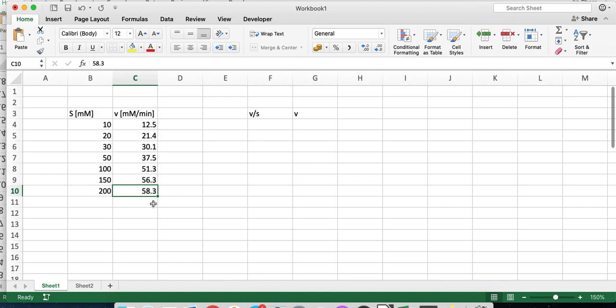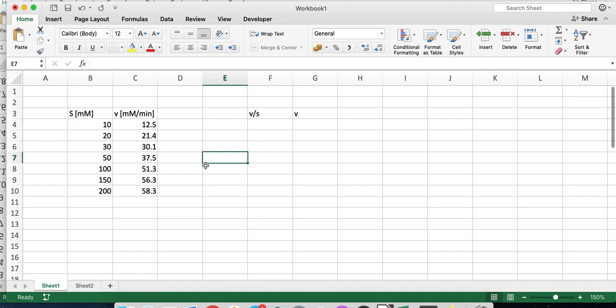millimolar per minute, we just go to half of Vmax, and that would be somewhere in between here, and the corresponding substrate concentration would be somewhere between 50 and 100 millimolar. That would be our Km. So how do we determine that?